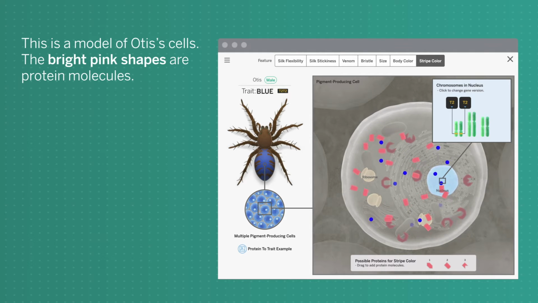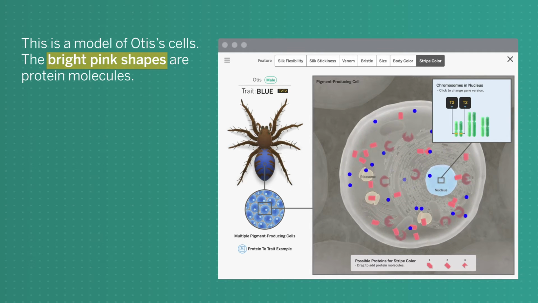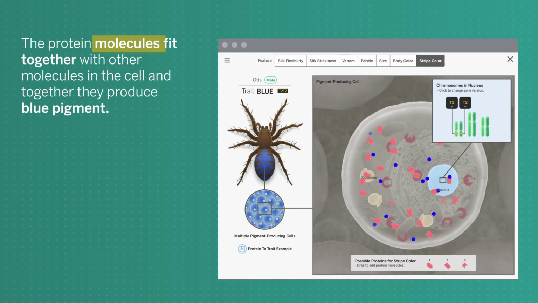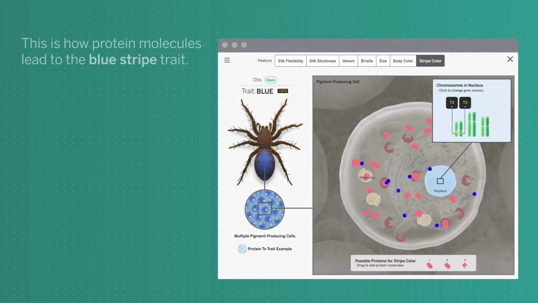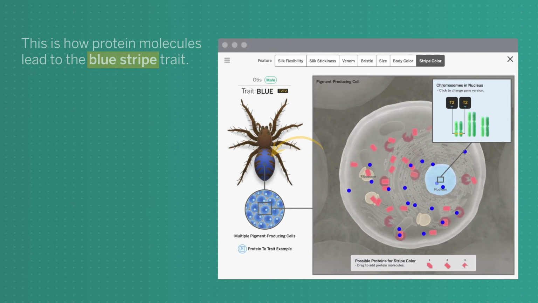This is a model of Otis's cells. The bright pink shapes are protein molecules. The protein molecules fit together with other molecules in the cell, and together they produce blue pigment. This is how protein molecules lead to the blue stripe trait.